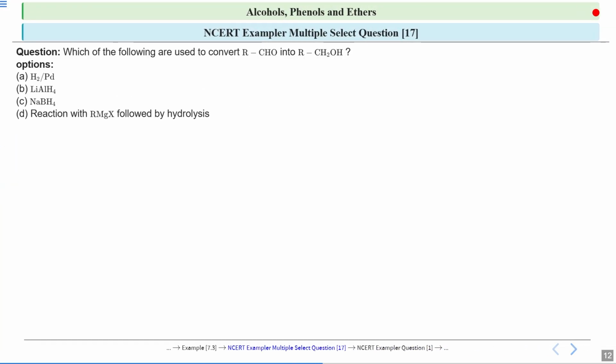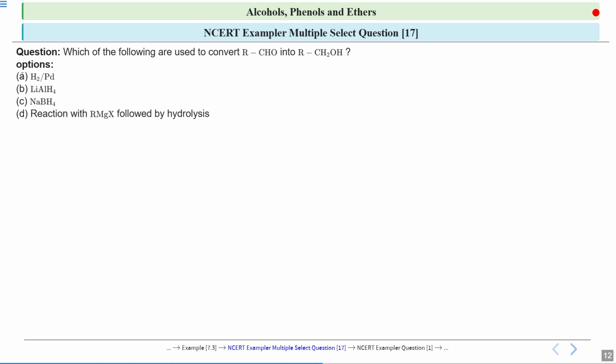Okay, now let us move to the next question. It is an NCERT Exemplar multiple select question number 17. The question is saying: which of the following are used to convert RCHO into RCH2OH? So this is an aldehyde group and this is an alcohol group. So the aldehyde group is being reduced into the alcohol group. Remember where I taught you how you can reduce aldehyde groups to alcohol groups, what reagents you will use. Four options are given to you, and remember it is a multiple select question.